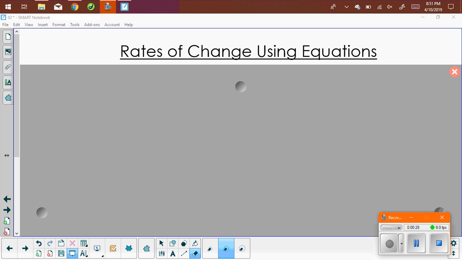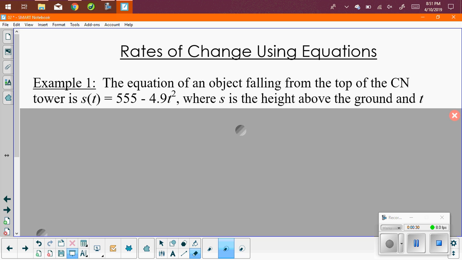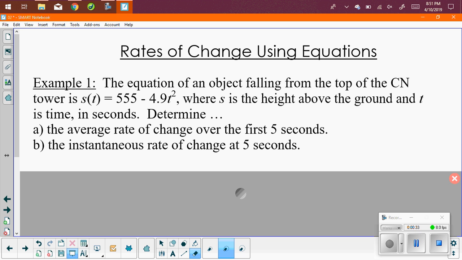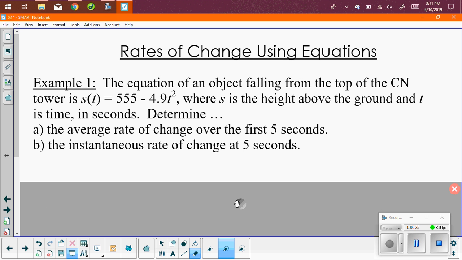So we're going to start off right with an example and bring this out of advanced functions here. Okay, so the equation of an object falling from the top of the CN Tower, right, there's the CN Tower again, is S of t = 555 - 4.9t², where S is the height above the ground and t is the time in seconds. So we're going to figure out the average rate of change for the first 5 seconds and the instantaneous rate of change at 5 seconds.